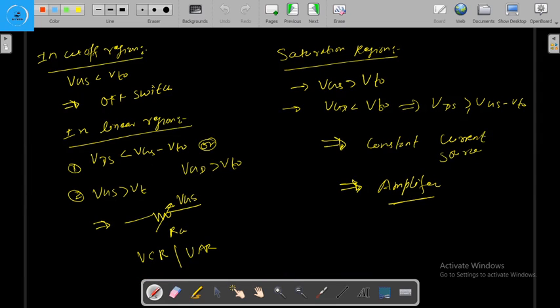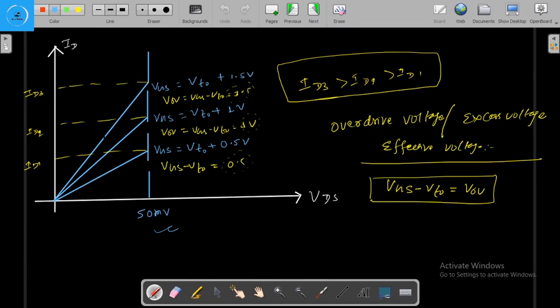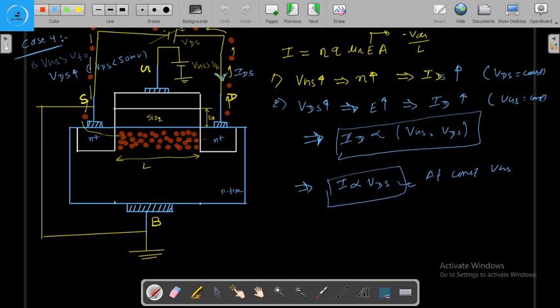Before starting the channel length modulation, we want to recall our last case, that is the fifth case, where we are increasing the drain to source voltage in two steps. In the first step, we increase the drain to source voltage by a small amount. In this case, we have seen that our drain current ID is also increasing linearly when we are increasing VDS by a small amount, and we have also seen that our channel is uniform.